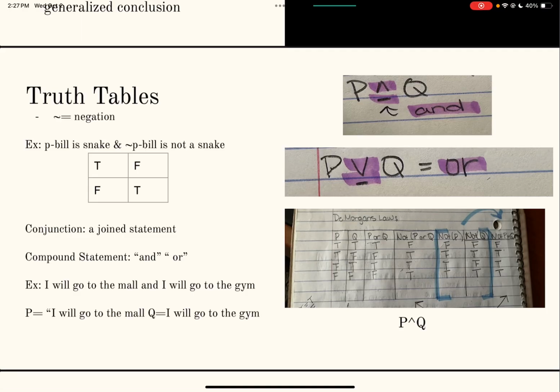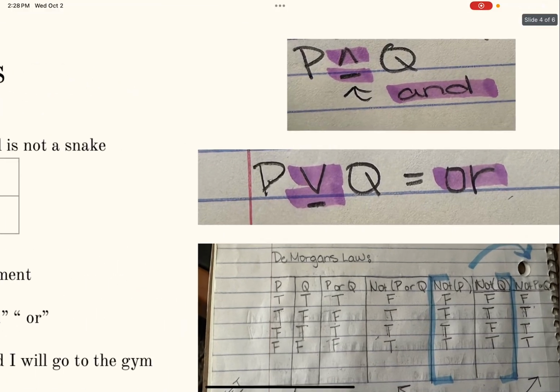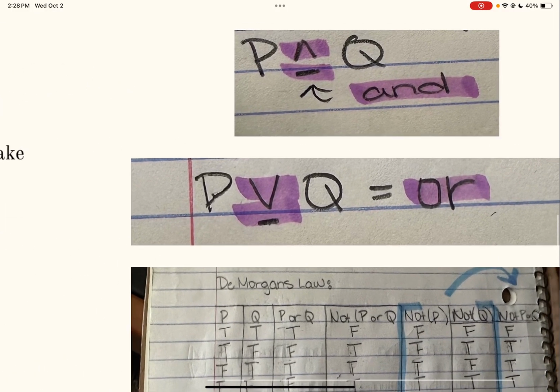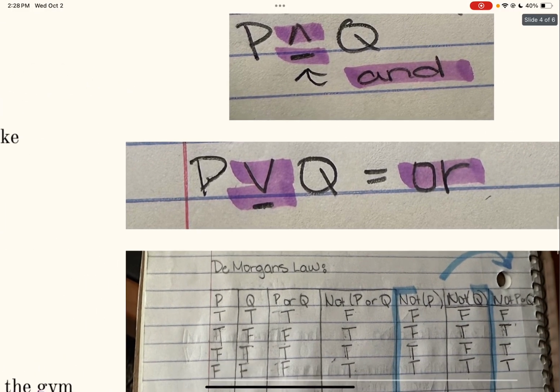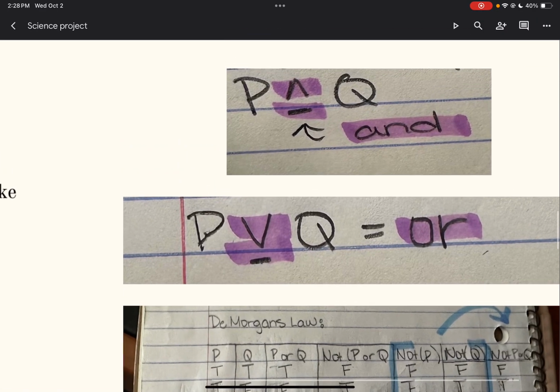I also added the definition of a conjunction, which is just a joined statement. I also have the definition of a compound statement, which is statements that have and or. I added these symbols over here that I learned in class. This is from my notebook, all three pictures. So when there's a mountain's peak and a line underneath, then it is and. When there's a V with the line underneath, then it would be or.